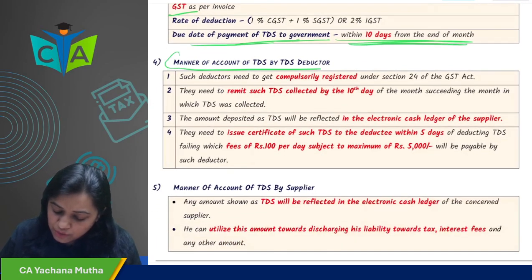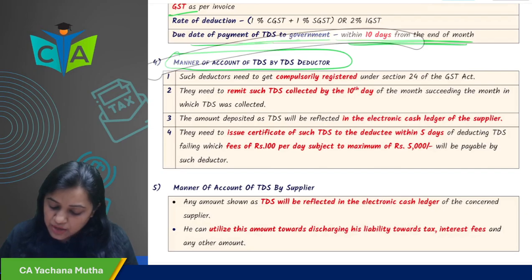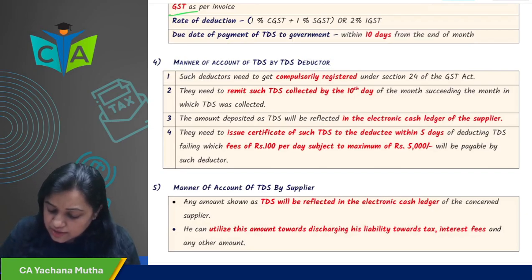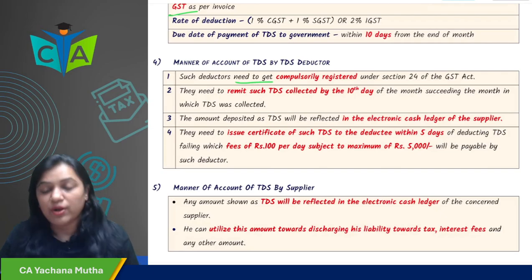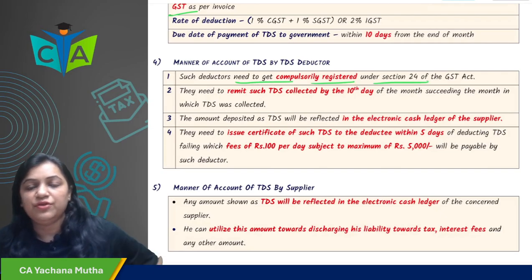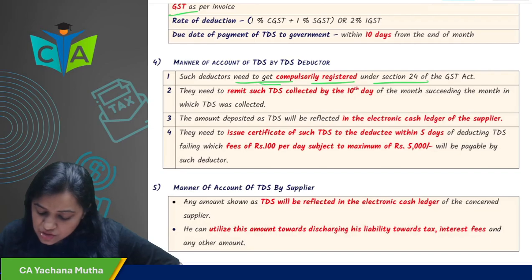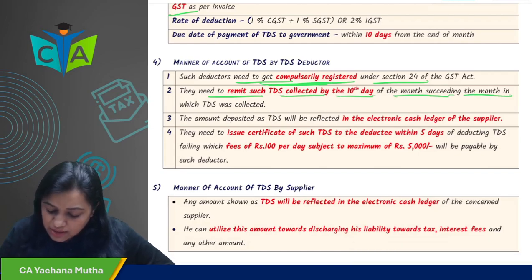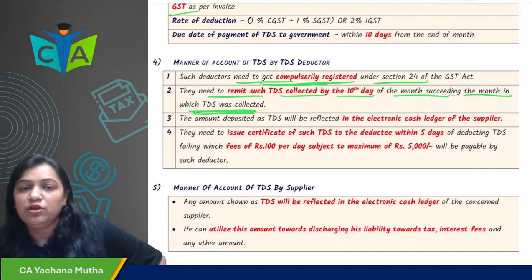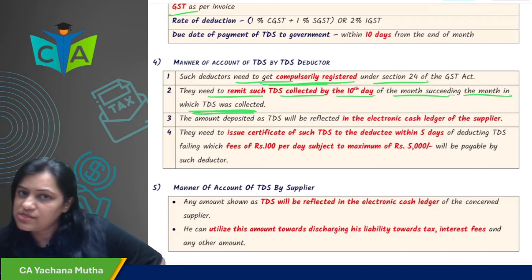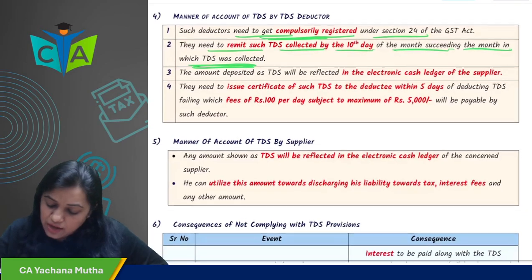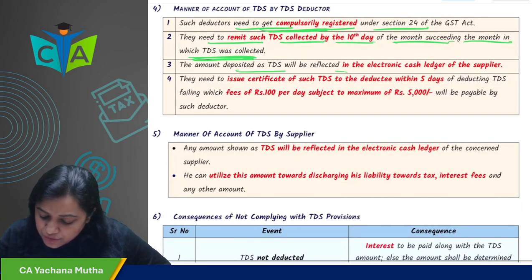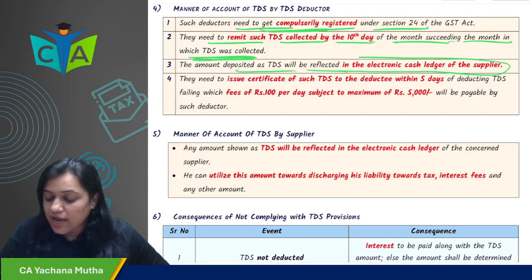Now, the manner of accounting for TDS by the TDS deductor. Such deductors need to compulsorily register under section 24 in the registration chapter. They need to remit such TDS collected by the 10th of the month succeeding the month in which TDS was collected. The amount of TDS will be reflected in the electronic cash ledger of the supplier.